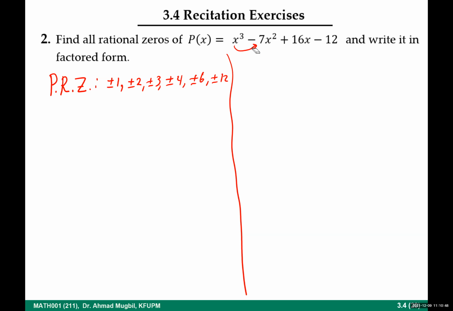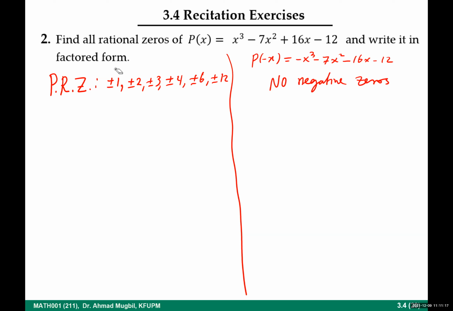But look what will happen if you replace x by -x. Look at p of -x. What will be p of -x? -x to the power 3, -x squared, minus 16x, minus 12. How many times is there a variation of sign here? 0. So this means no what? No negative zeros. This is helpful now.